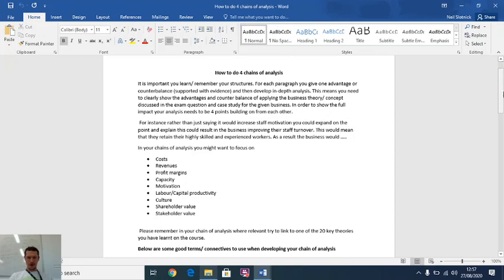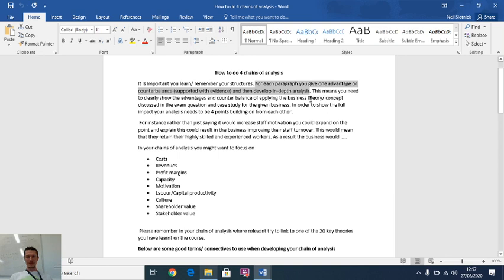If you look here, and I'll highlight as I go through, it says for each paragraph, you give one advantage or counterbalance supported with evidence, and then develop your in-depth analysis. So it was a bit like on the first video, that PE point explained. That's where you make your point, and I'll elaborate on that in a minute.